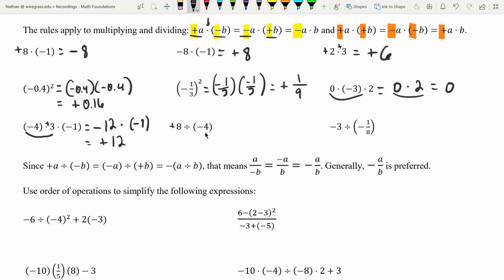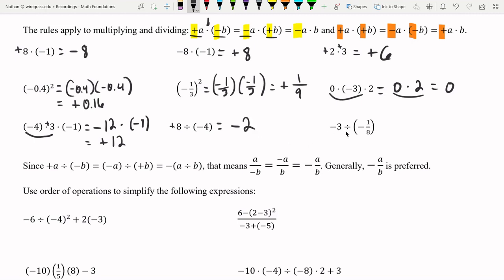Positive divided by negative, the rule still applies. Even though we're talking about division here, it's still the same idea, because division is really multiplication by a reciprocal. So the same rules apply. Positive divided by a negative is negative. One of each is negative. 8 divided by 4 is 2.